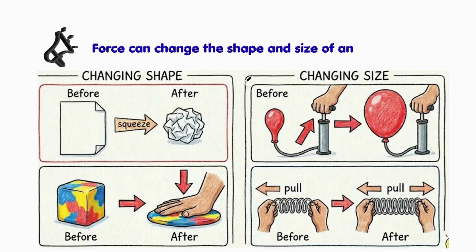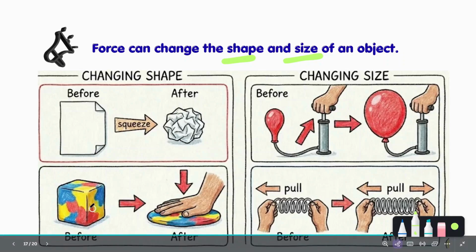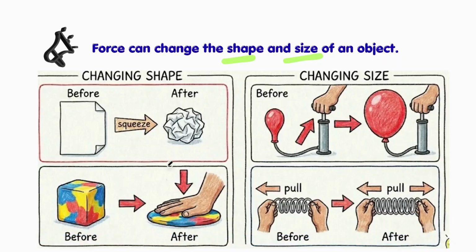Force can also change the shape and size of an object. So let's see. There's a sheet of paper and if we crumple it, we apply force. You can see the shape changed. There's a clay and when we pressed it, we applied force and the shape changed. So in both these examples, the shape changed when we applied force.